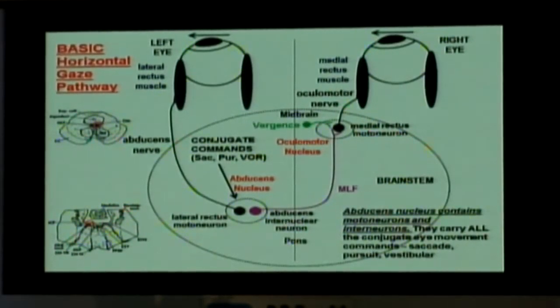Vergence has its own special pathway. This becomes very important. So let's put this into practice with a few patients.